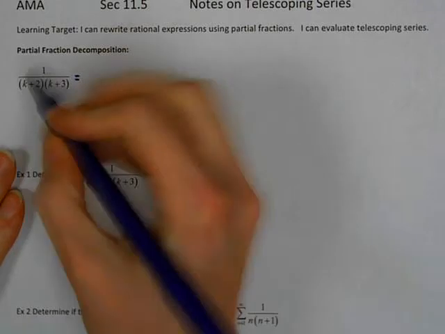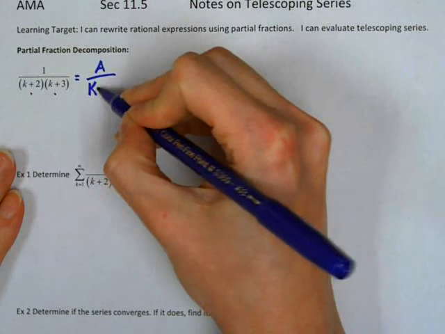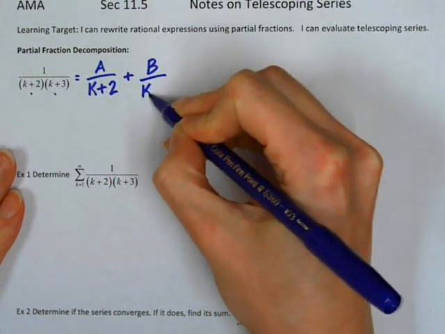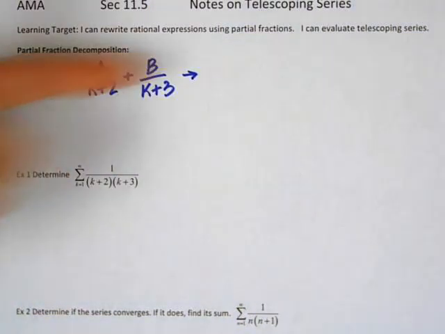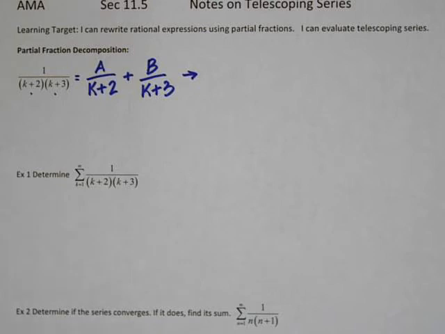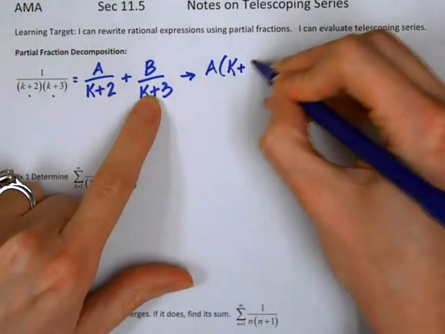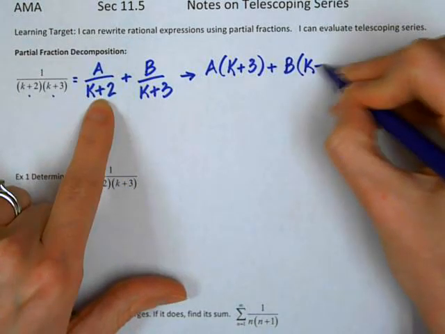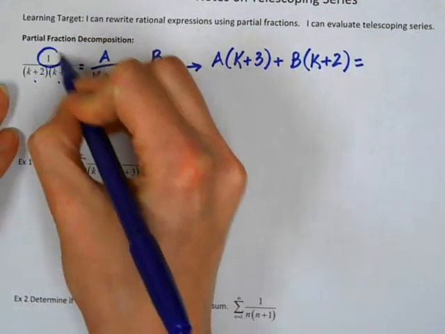So this one, it's already factored for us. So we can go straight to one of them's going to be A over k plus 2, and one of them's going to be B over k plus 3. And then remember, we're going to cross multiply to pretend you're getting a common denominator and see what the new numerators would be. So this term would need the k plus 3, and then the B term would need the k plus 2. And since that's our new numerator, it's going to be equal to 1.